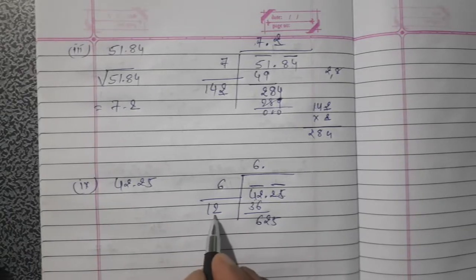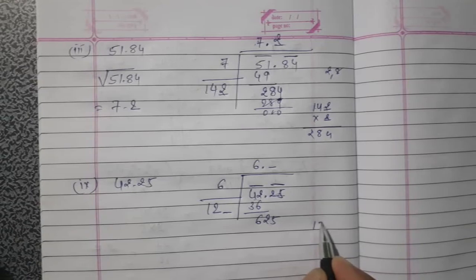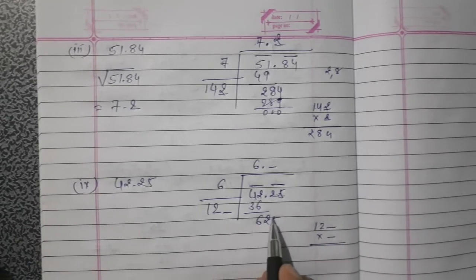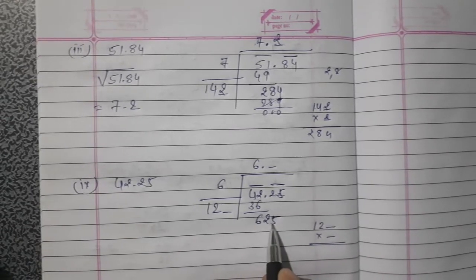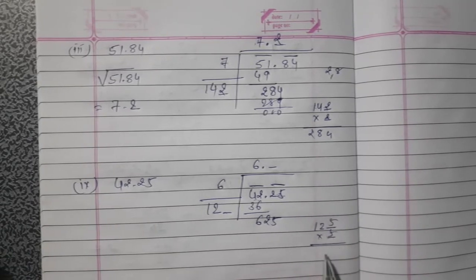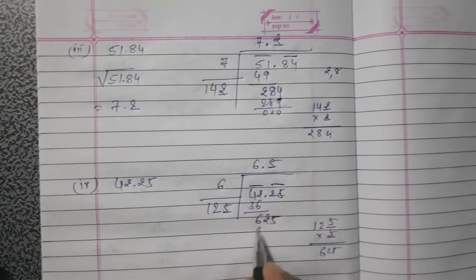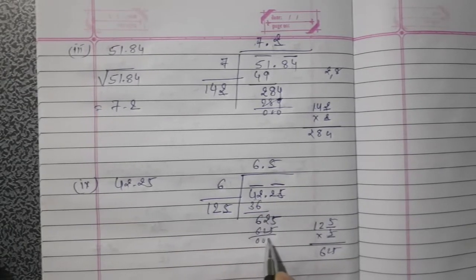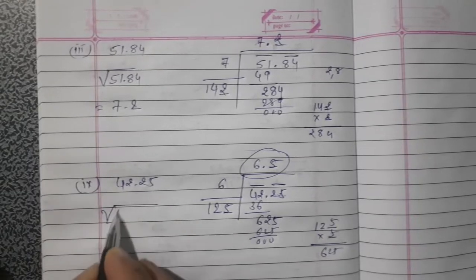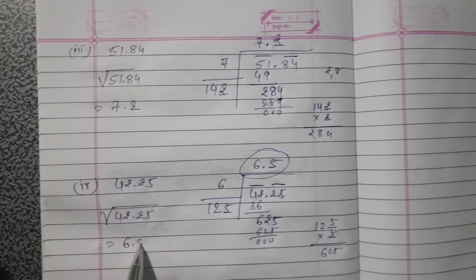Now here 12, here a dash and here a dash, so we have 12 dash into dash. After squaring which number do we get 5 at the end? Only one number, that is 5, so directly put 5. 125 fives are 625. So here 5, here 5, here 625, and the remainder is 0. So your answer is 6.5. So the square root of 42.25 equals 6.5.